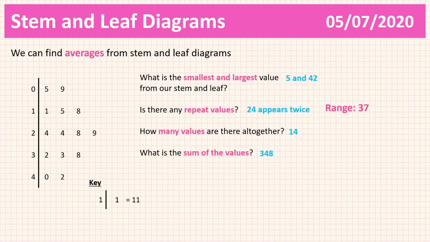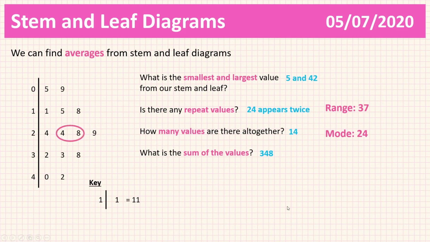We can now find the mode. The mode is the value that comes up the most, the value that occurs the most. And I know that 24 appears twice, so that must be our mode. No other number appears twice. So 24 is our mode.